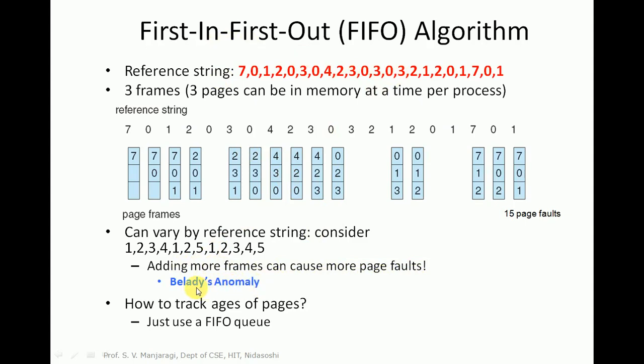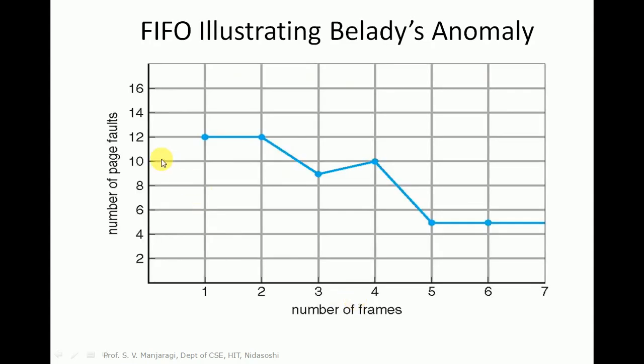So that is called Belady's anomaly. Belady's anomaly that we can observe here. For example, if you take the number of frames as 3 and the number of page faults occurs as 9, and if you increase the number of frames to 4, instead of decreasing, the number of page faults has increased to 10 here from 9. So this is called Belady's anomaly. So that is one of the major problems this FIFO is going to create.